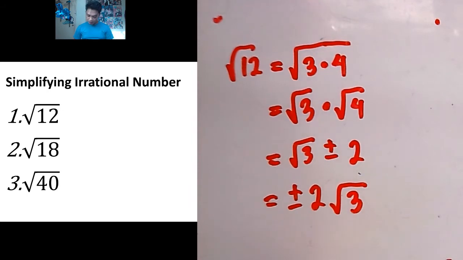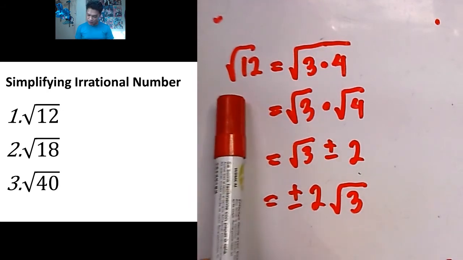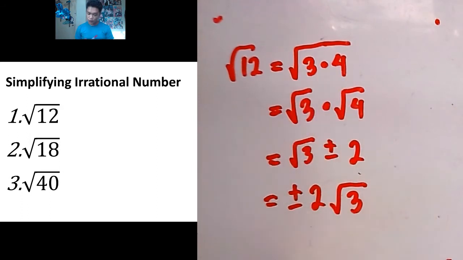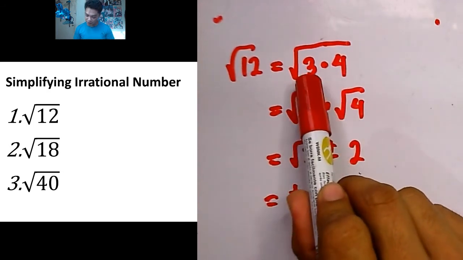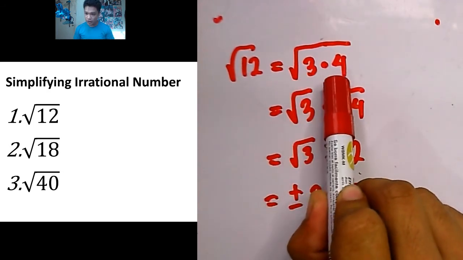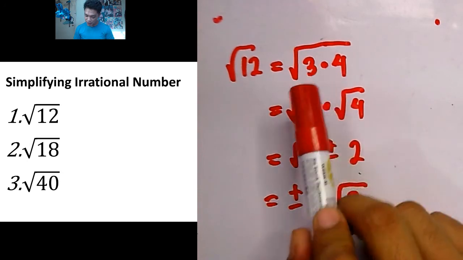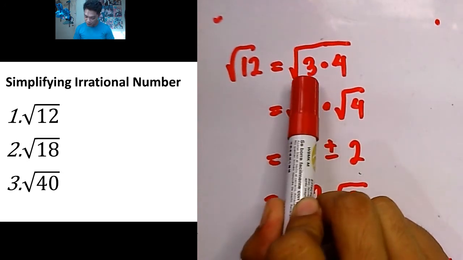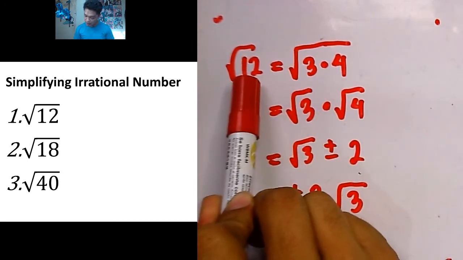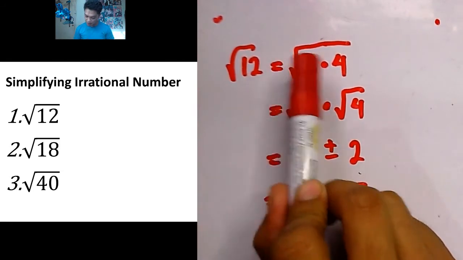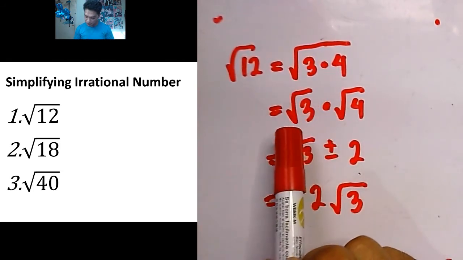Again, we have square root of 12. Where did we find 3 and 4? We are going to look for the two factors of 12 wherein one of the factors is a perfect square. 3 may not be a perfect square but 4 is a perfect square. Or on the other hand, to check if it is correct, 3 times 4 is 12. So that is correct.